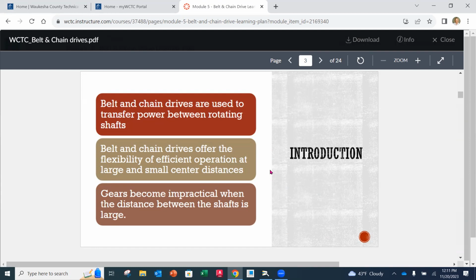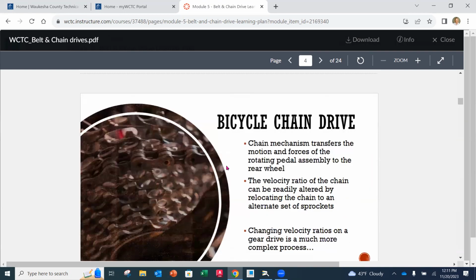When we have gears, they have to be right up against each other, and they don't have the ability to be more flexible and move center distance wise, where sometimes we need that for the machinery that we're working on. So gears sometimes become impractical when we're trying to span especially large distances with shafts.